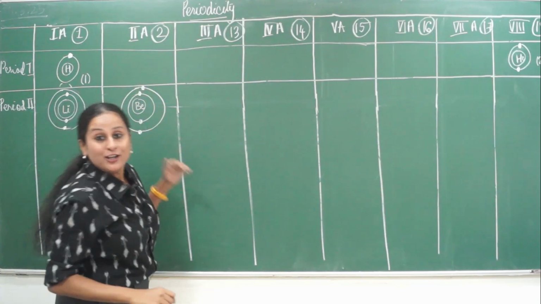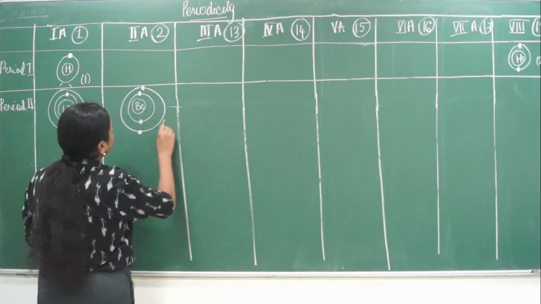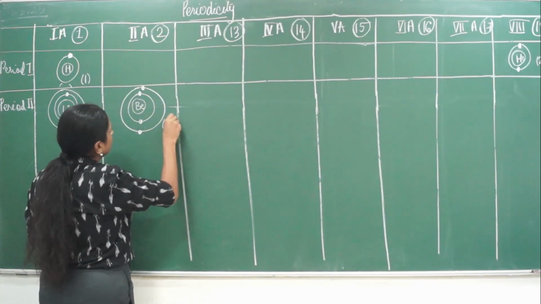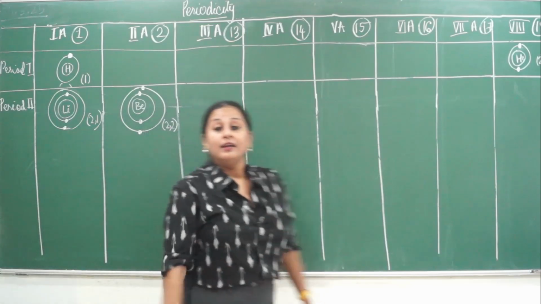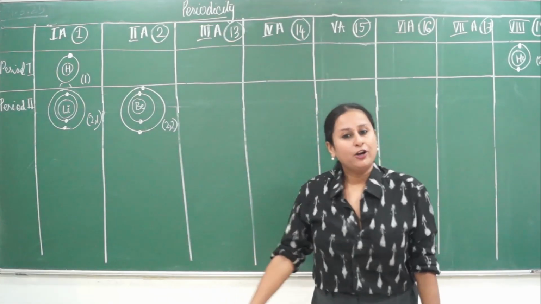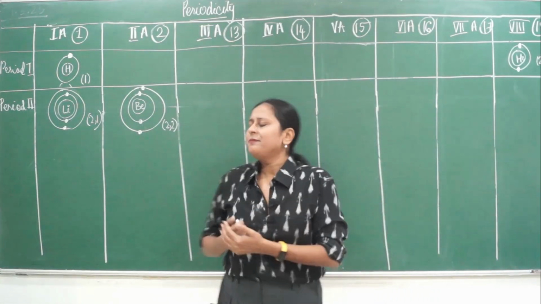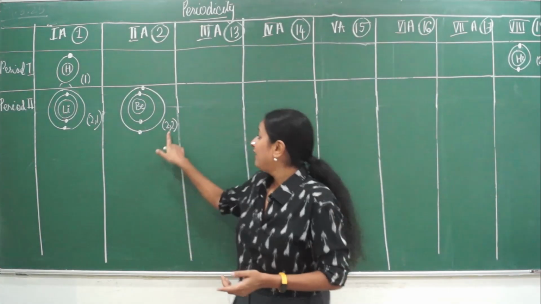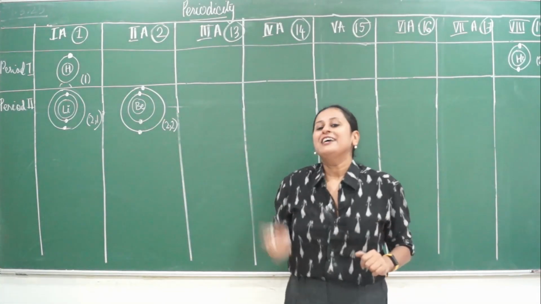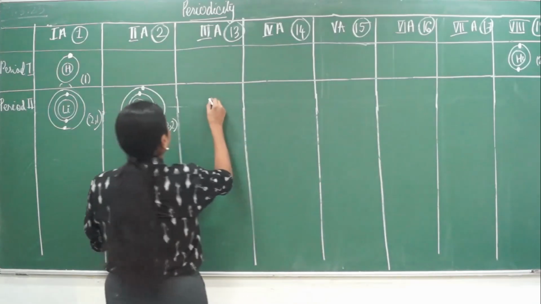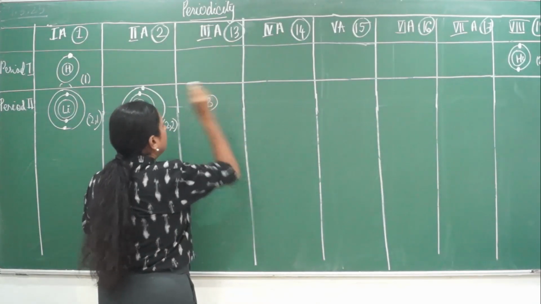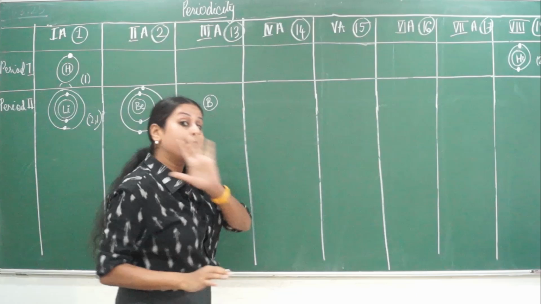What will be the electronic configuration of beryllium? It will be 2, 2. Now the fifth member of our periodic table, we can say it will have 2, 3. Correct? The name is boron. Boron has atomic number 5.